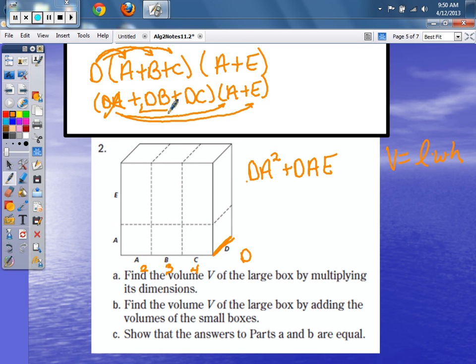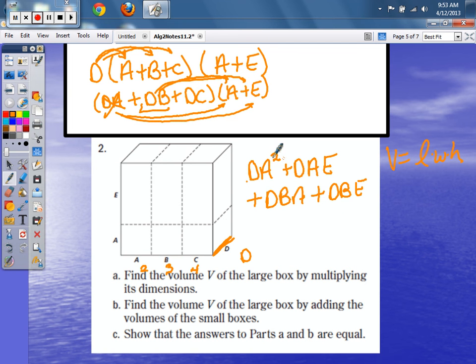Let's distribute this dB. dBA. I should have put these in alphabetical order, but I didn't. plus dBE. I have no clue where I left off. So it looks like dBA and then dBE. So I did do both of those.